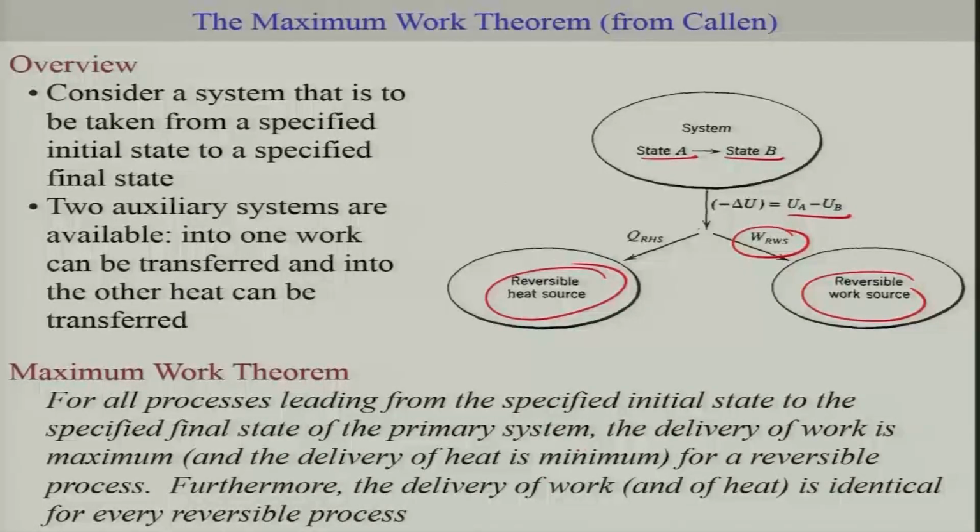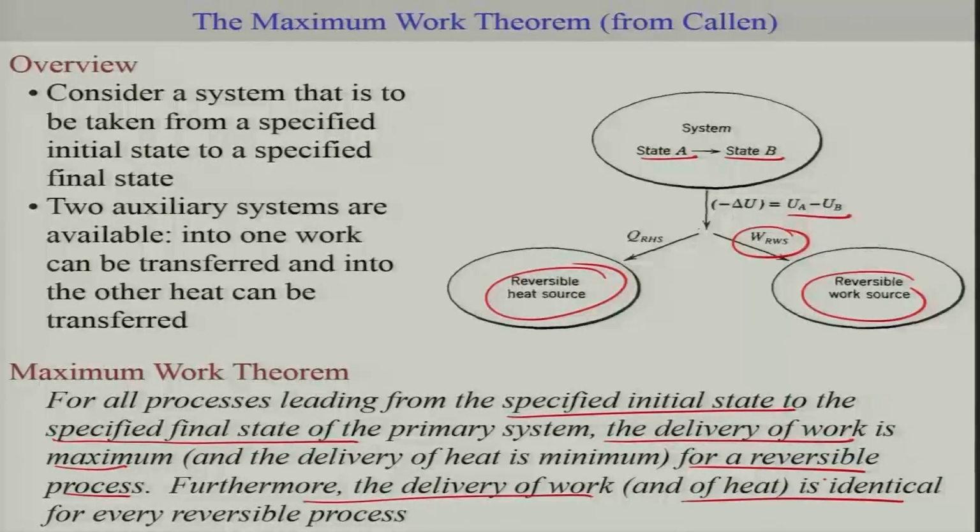So, what the maximum work theorem says is that for all processes leading from the specified initial state to the specified final state of the primary system, the delivery of work, okay, which is in this case, is maximum for a reversible process. Furthermore, the delivery of work and/or heat is identical for every reversible process. Okay. Now, this is something very interesting.